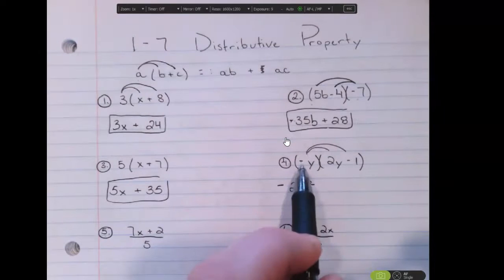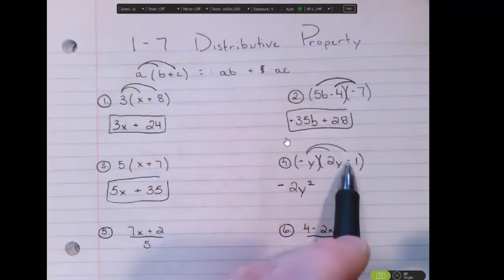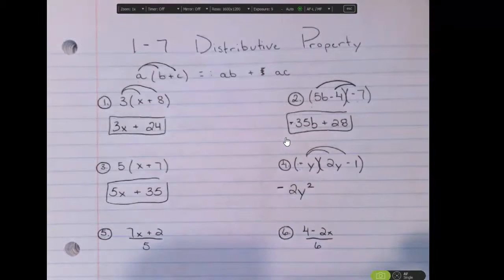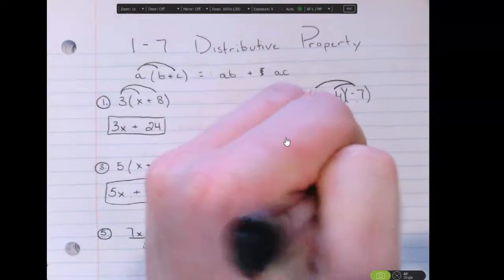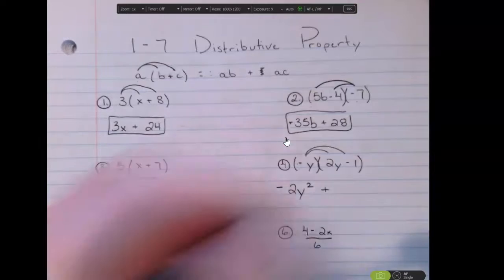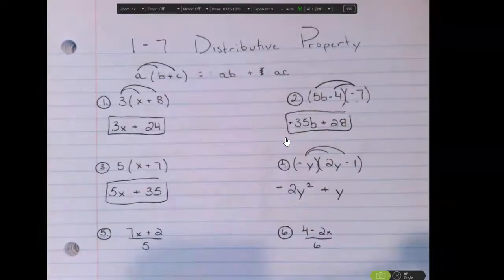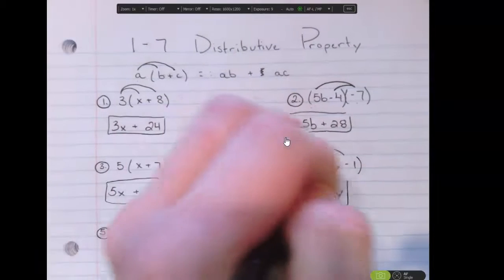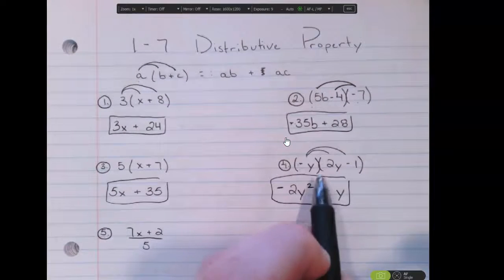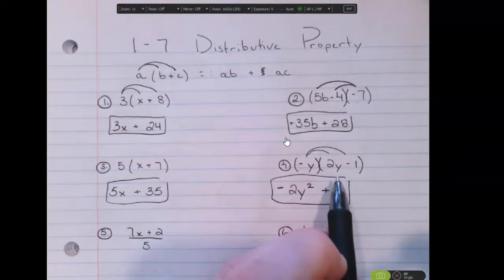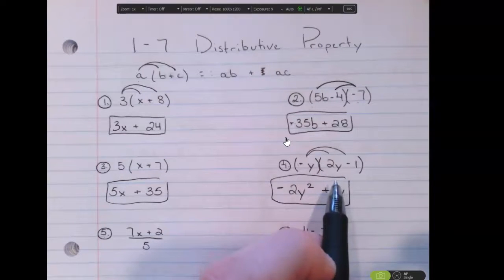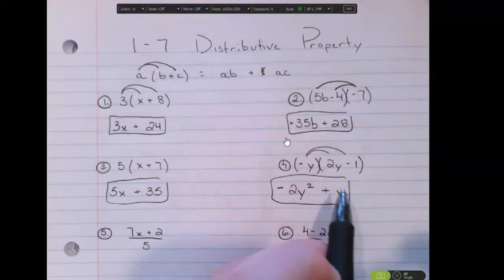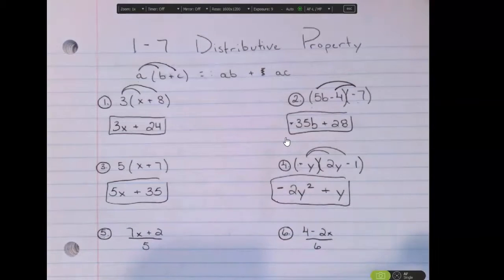And then to finish it off, I've got negative y times negative 1. Negative times a negative makes a positive. Y times 1 is y. So my final answer on number 4 is going to be negative 2y squared plus y. Don't forget about that squared. A variable times the same variable is going to make that variable squared.